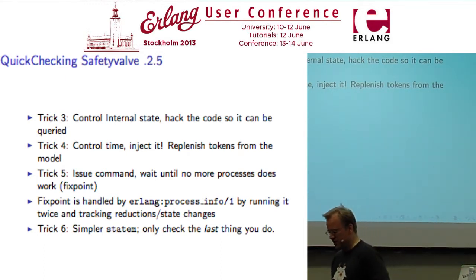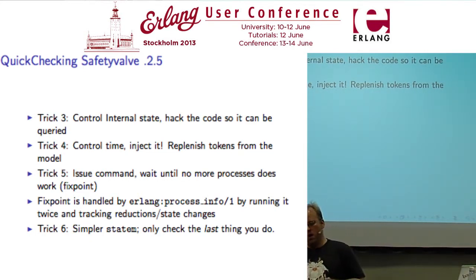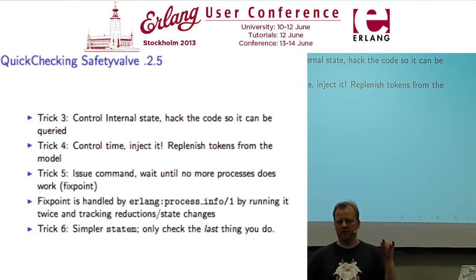Time is usually a problem in most QuickCheck tests. And the reason is that time is something that happens in the system while your test is running, and you have no control. That is a problem because you do not have control of time and your model wants control of time. So the trick is to inject time. You let the model generate what time it is and then tell the system what time it is.